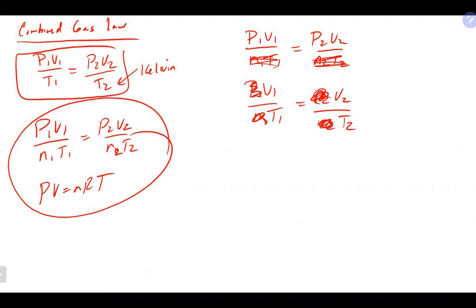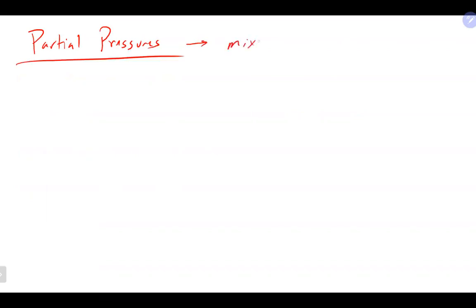In addition, in this chapter, we talked about partial pressures. Partial pressures really occur when we have a mixture of gases.